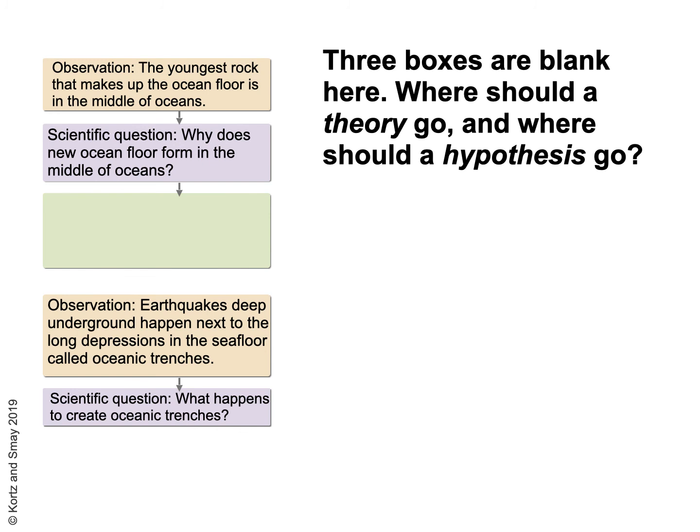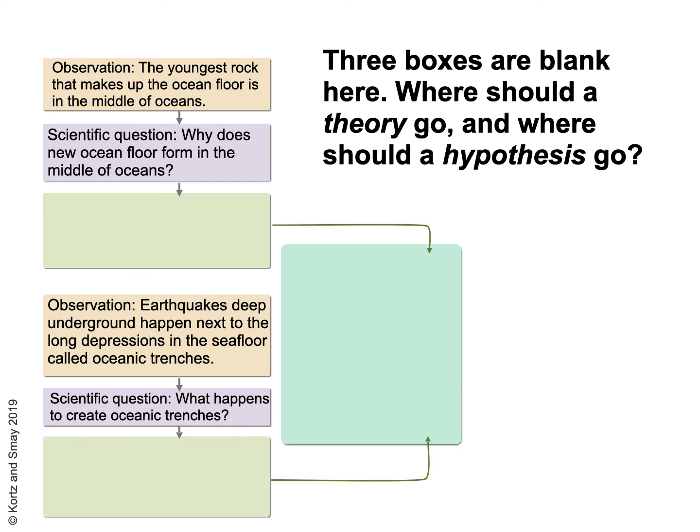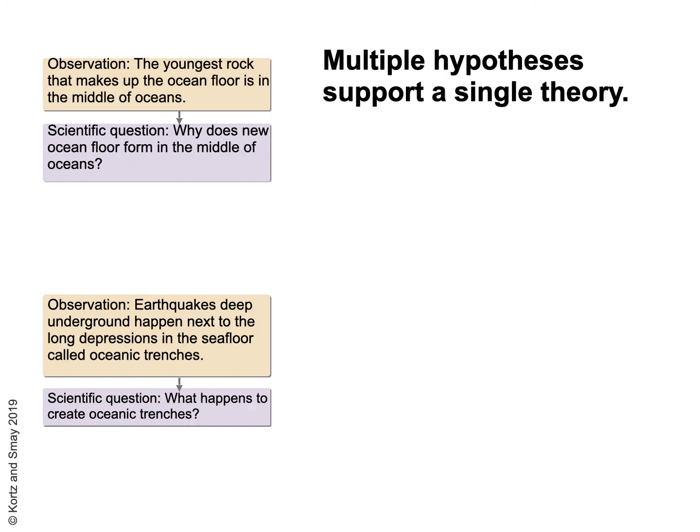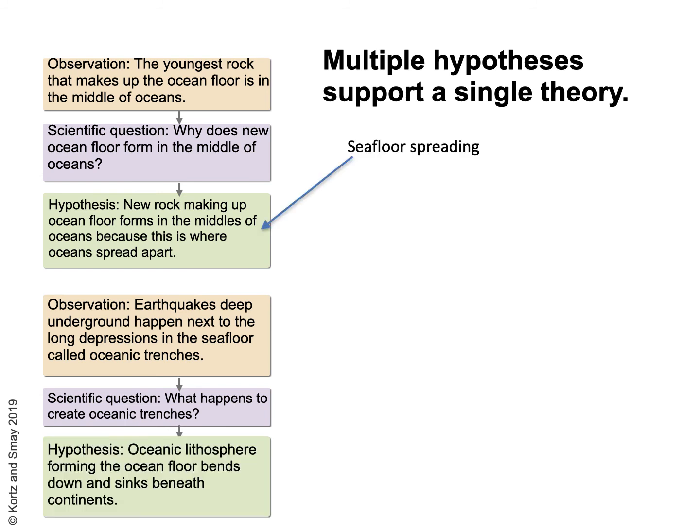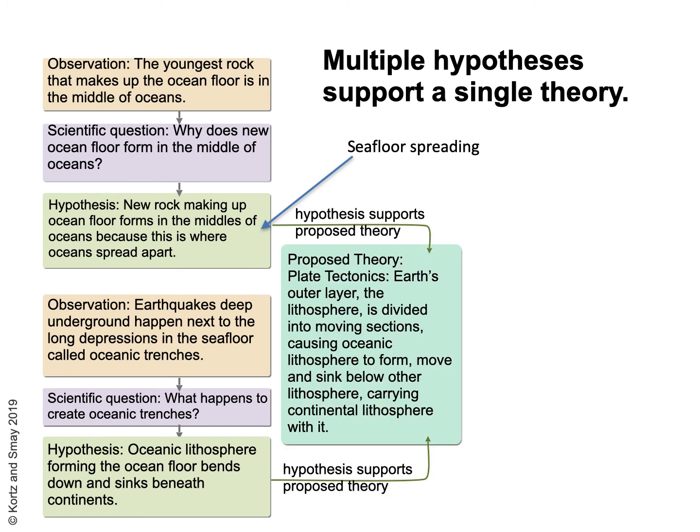Now that you have an idea of how this sort of diagram works, we've got three empty boxes. So, where should hypotheses go, and where should a theory go? If you said the hypotheses should go in the two green boxes on the left side, you'd be right. And this diagram illustrates the fact that multiple hypotheses support a single proposed theory. That's the green box in the middle.